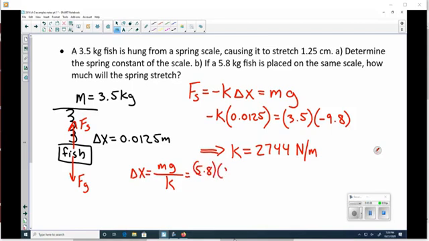So if we solve for how much it would stretch, we find that it's the weight divided by the spring constant. In this case, if we put the 5.8 kilogram fish on the scale, it would stretch the spring by 0.0207 meters, or 2.07 centimeters.